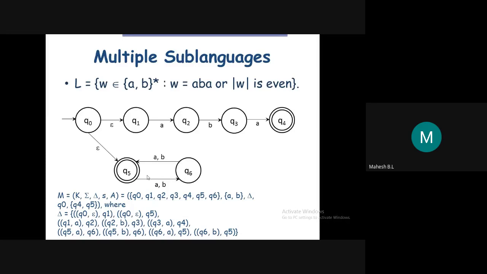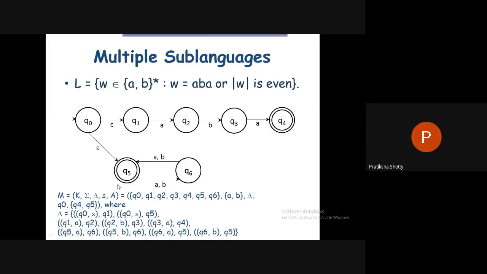In Q5 you have not read anything. See, by reading epsilon from Q naught you reach Q5. That means you have not consumed any input symbol, so the length is 0 right now. Zero means it belongs to the language. That's why Q5 is the accepting state. Then you can have either A or B. One symbol, you reach Q6. In Q6, length is odd. On the next symbol, either A or B, you reach Q5. So 1, 2, length is even. Again, if you have two more, 3, 4, length is even in Q5.